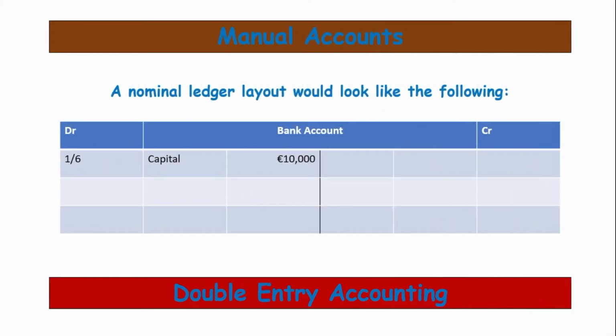In this example of a bank account nominal ledger, 10,000 has been given to the bank account by the capital account. As you can see, there is nothing in the credit side, and this means that nothing has been paid out from the bank account yet.